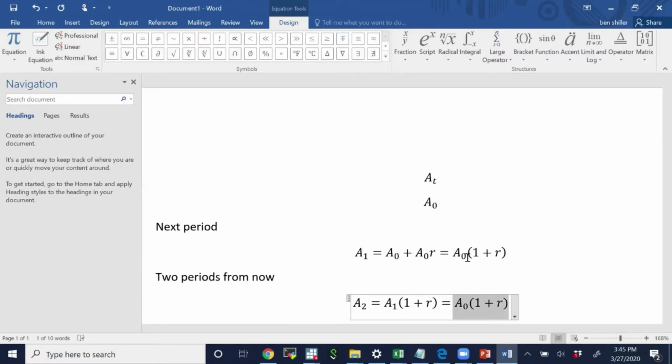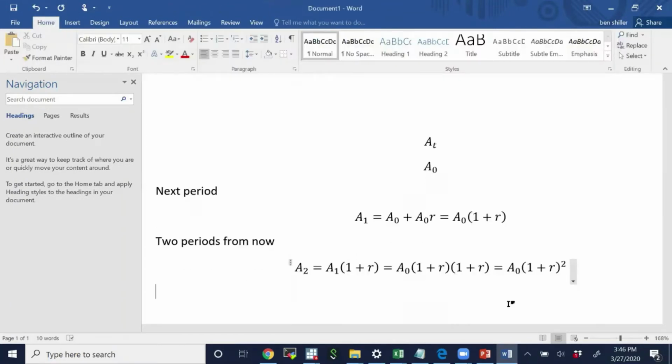Now, if you look back a little bit further to the left, you see that A1 was multiplied by 1 plus R. So we still need to multiply this highlighted part times 1 plus R. And you may see that this can be simplified to the amount you started out with times 1 plus the interest rate squared, raised to the power of 2.